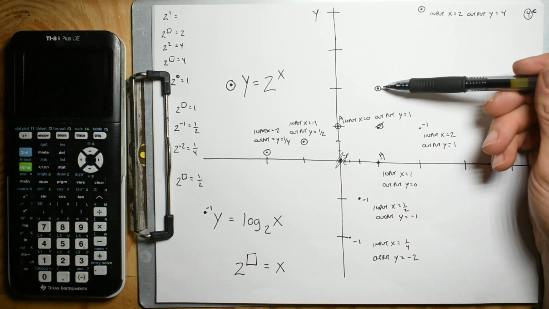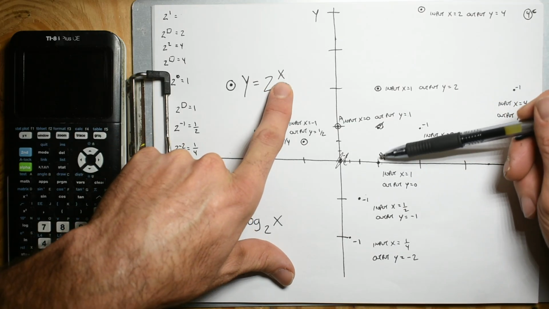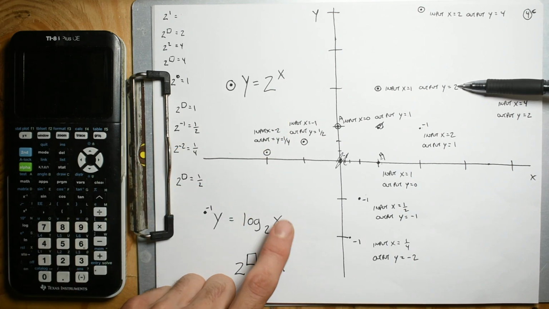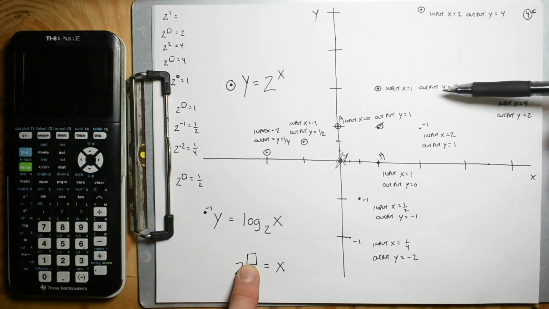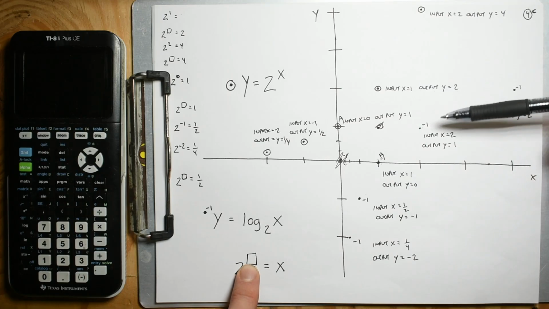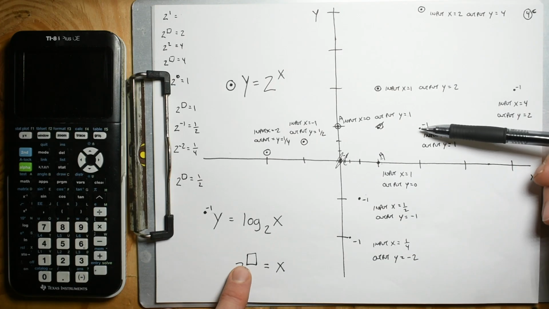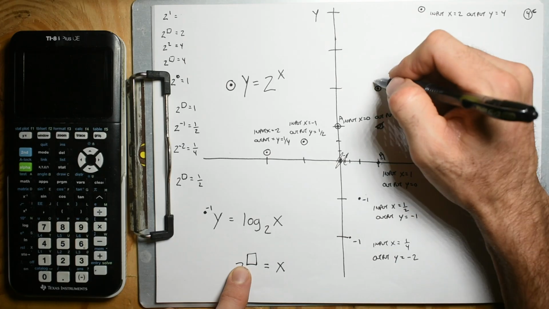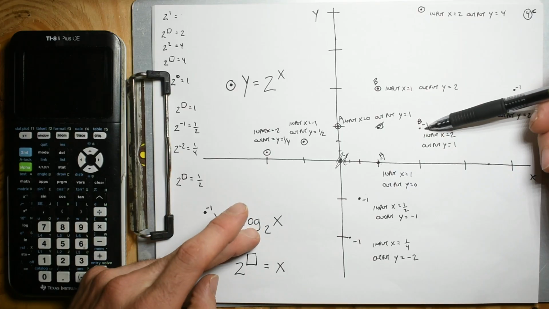Let's hopefully go the easier direction. Input of 1, 2 to the 1 is 2. And then this output of 2 is going to be our new input. So this is our x value of 2. 2 to the what is 2? This has to be 1, which was our input. So in this new equation, our input is 2, and our output is 1. So there you go. This point is right there, and this is our first equation. This is the inverse equation.